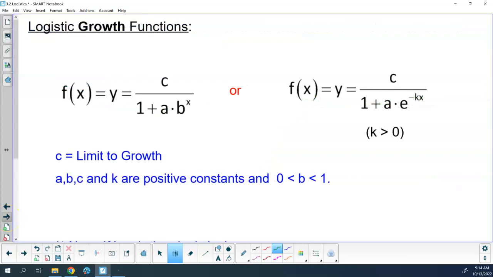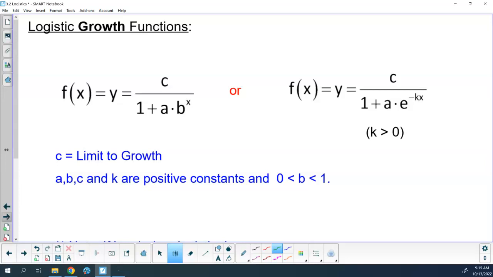Here are the two different kinds of logistic growth functions. We're going to focus primarily on logistic growth functions in this little daily lesson that we're talking about today. So f of x equals y equals c divided by 1 plus ab to the x power, or c divided by 1 plus ae to the negative kx power.